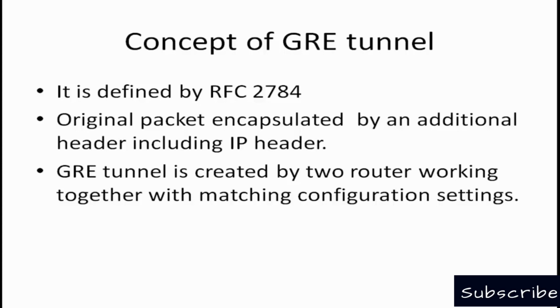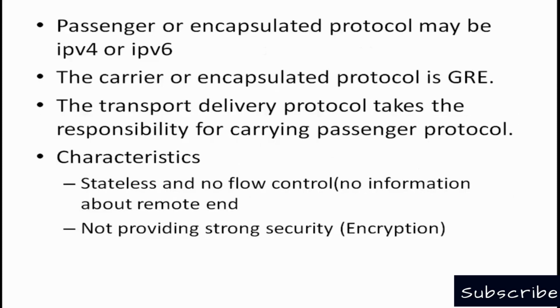So basically this tunnel is created by two routers by matching configuration settings. If the configuration settings are not the same, the GRE tunnel will never form. So to form a GRE tunnel, the duplex should be the same, the speed should be the same, and the MTU size should be the same. All these parameters should be the same.